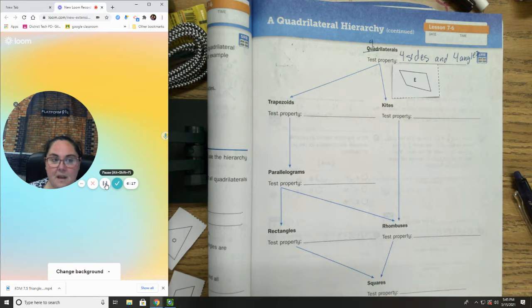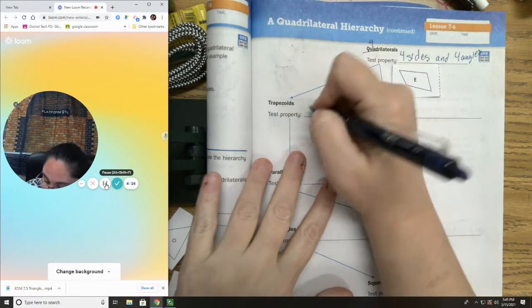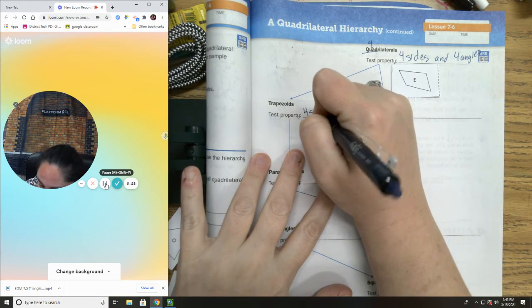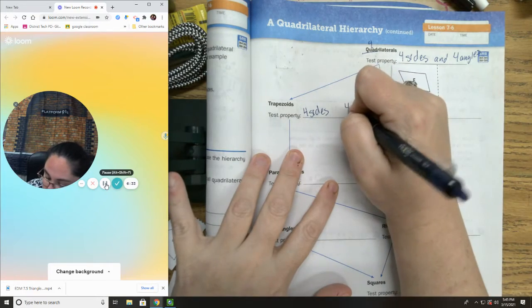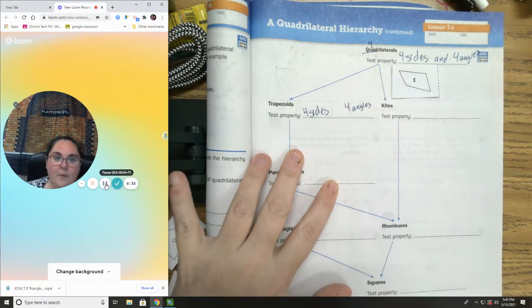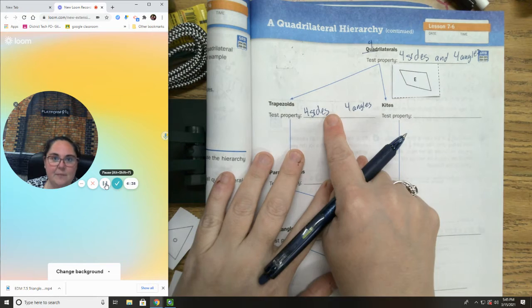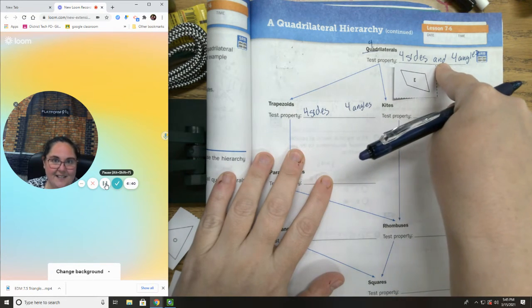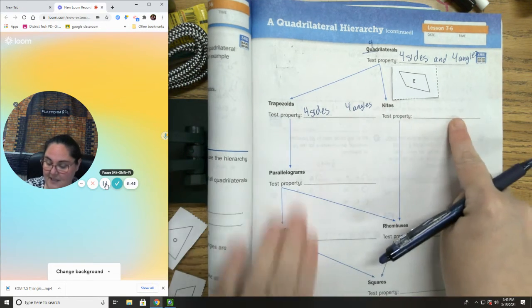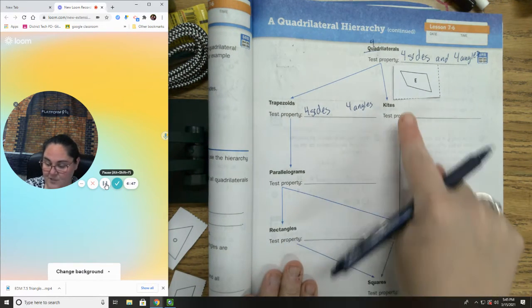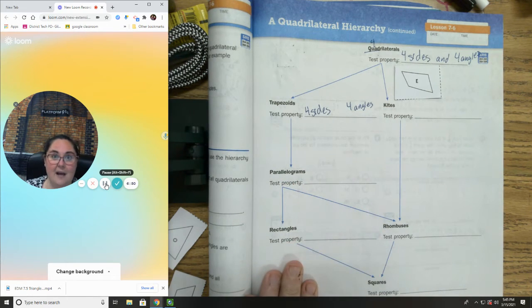Okay. Now let's think about a trapezoid. What things does a trapezoid have? Well, 4 sides. That's easy. Ready? 4 angles. Oh, wait, guess what? I don't have to write it again every time because we know each of these is going to have 4 sides, 4 angles, 4 sides, 4 angles. They're all going to have that.